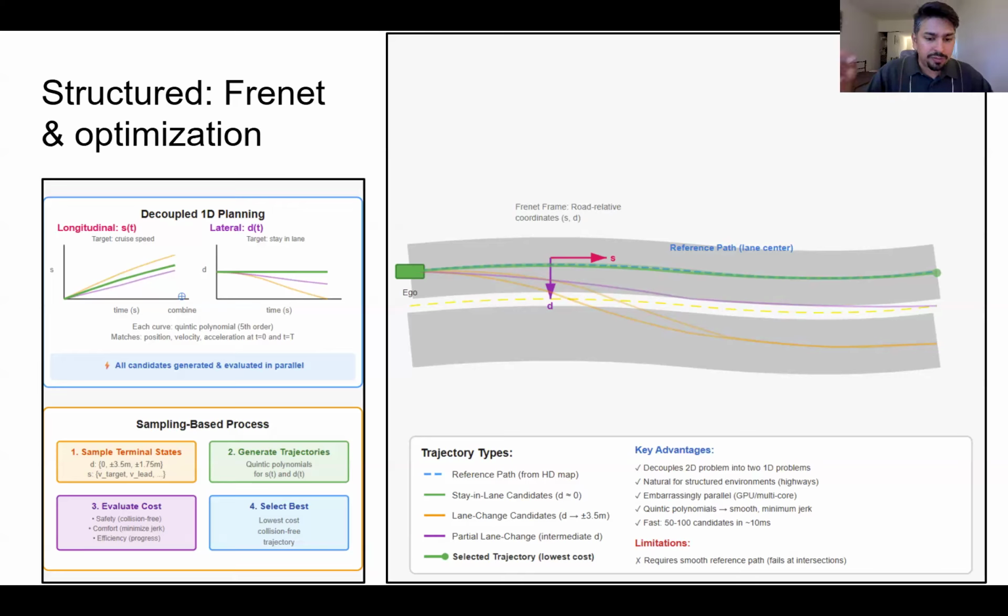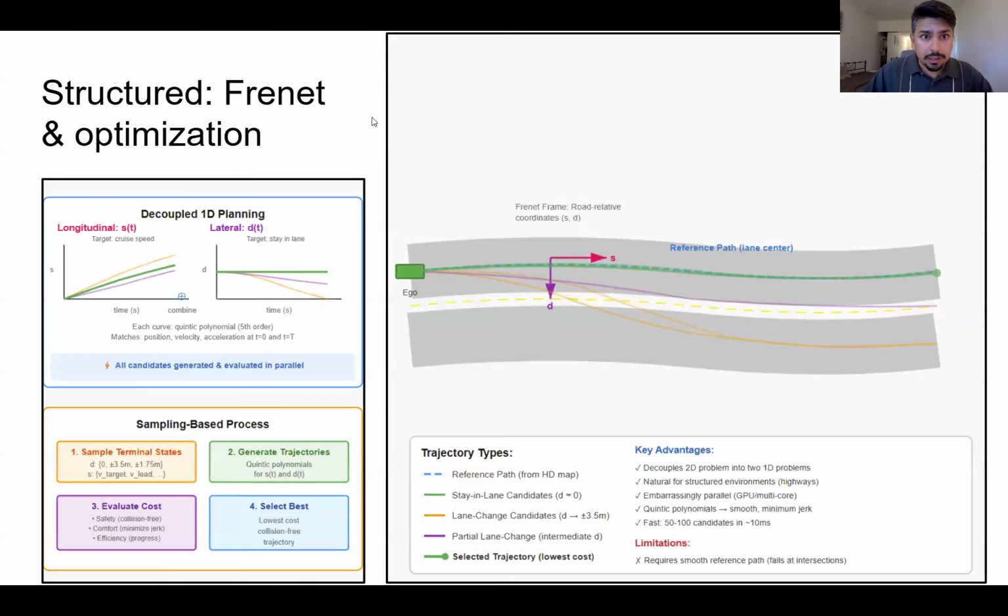All of them go from your start state to some final state, and then you cost them and choose the best action. So it's kind of like an MPC where you are generating multiple candidates and you're driving the first candidate, the optimal candidate that you found. So that is the high level overview here.